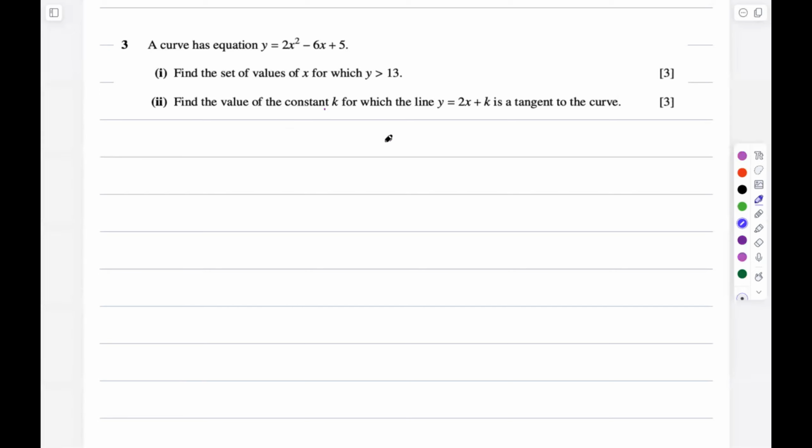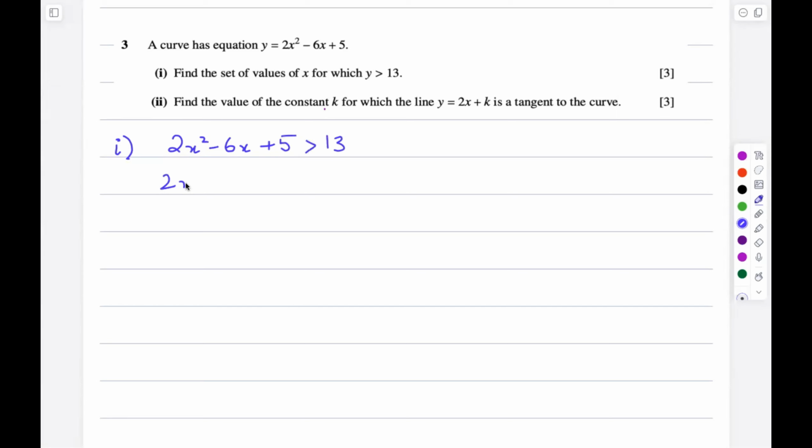In question 3, a curve has equation y equals 2x squared minus 6x plus 5. In part 1, we have to find the set of values of x for which y is greater than 13. So in the first step, y equals 2x squared minus 6x plus 5, so we'll write 2x squared minus 6x plus 5 as greater than 13.